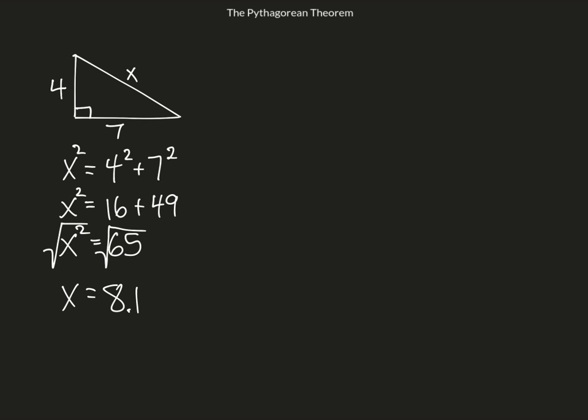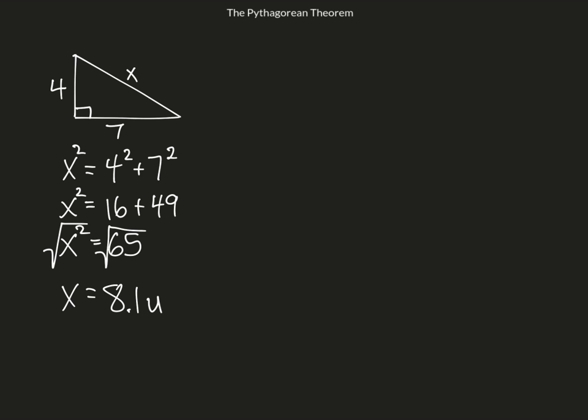So 8.06 would round to 8.1, and we always put units on there to remind ourselves that it's not a negative. Anytime you square root x squared, that number should be plus or minus, or it should be an actual length. So putting units on it reminds us I don't need to put plus or minus on it.